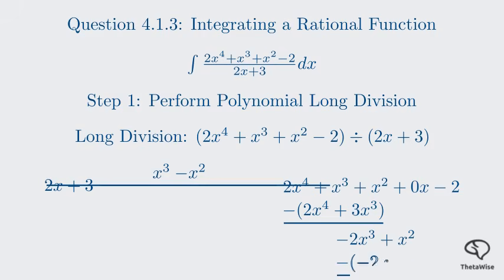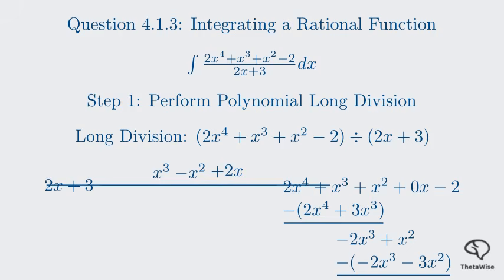Multiply negative x squared by the divisor to get negative 2x cubed minus 3x squared. Subtracting this gives 0 plus 4x squared. Bringing down the next term, we get 4x squared plus 0x. What do we multiply 2x by to get 4x squared? The answer is 2x.